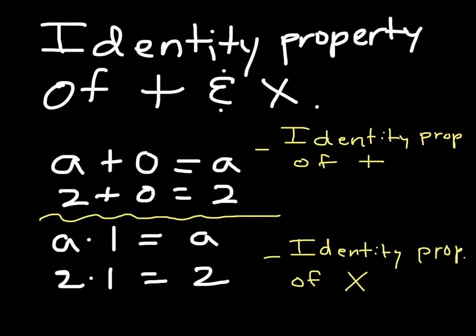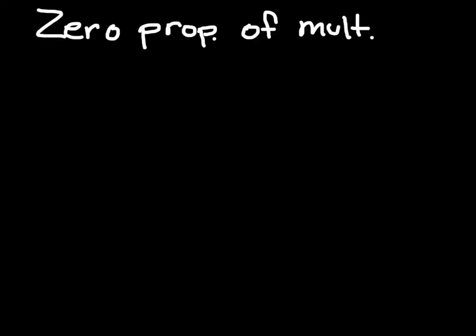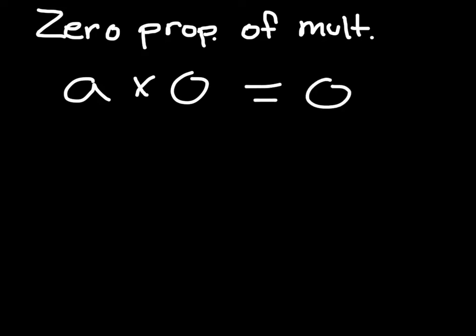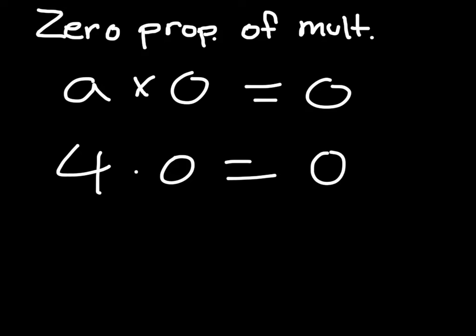The next property we're going to talk about is the zero property of multiplication. This just states if you have a number A times 0, we're going to get 0. Anything times 0 will always give us 0. If we have 4 times 0, that's 0. Again, back to the group idea. This is saying you have no groups of 4. Well, how many people do you have in a group? None, because there's no groups of them. So 0 times anything is always 0.